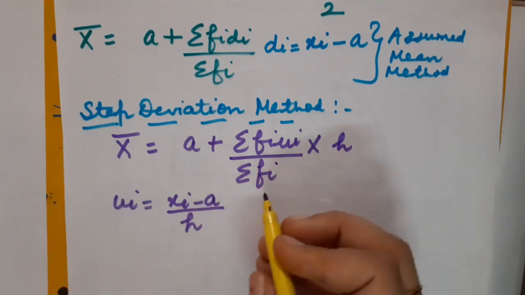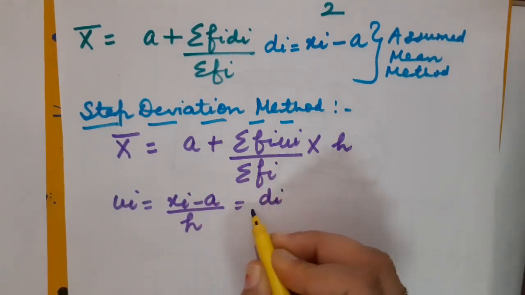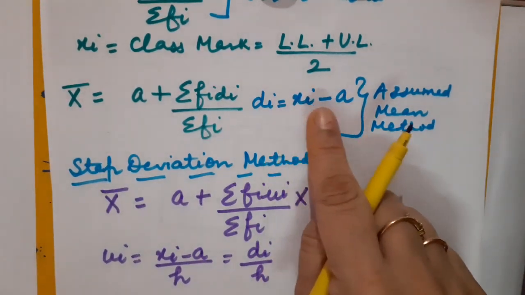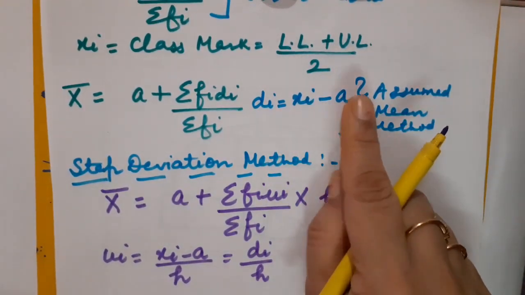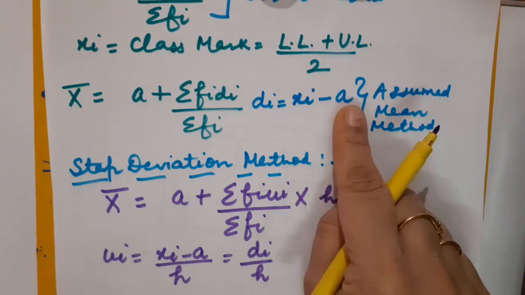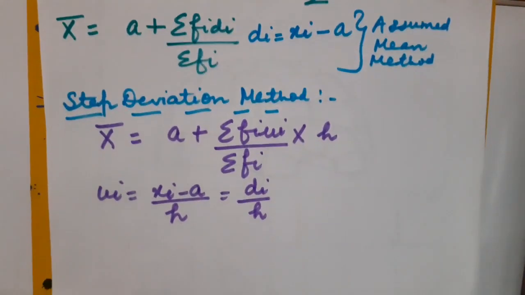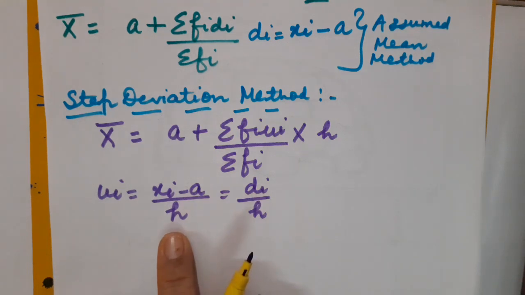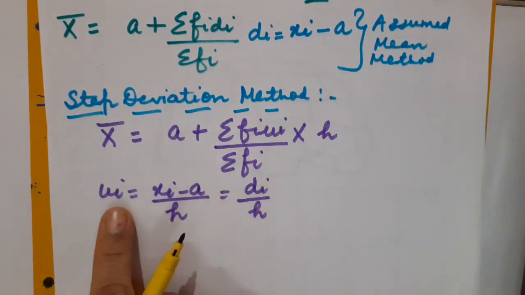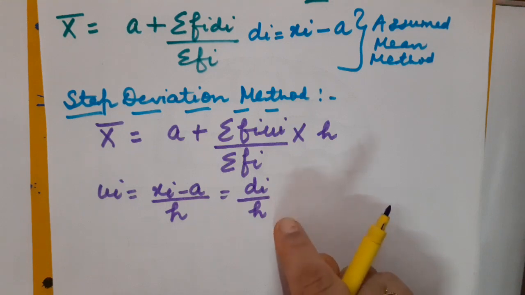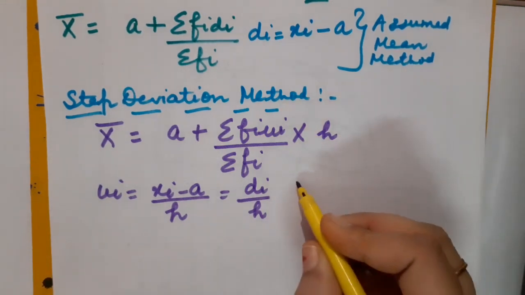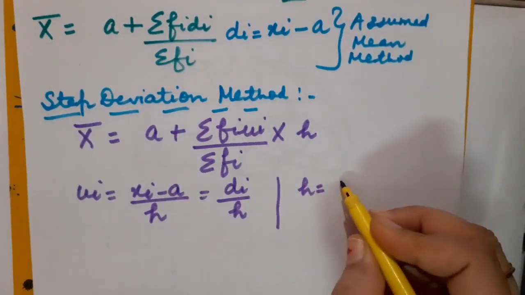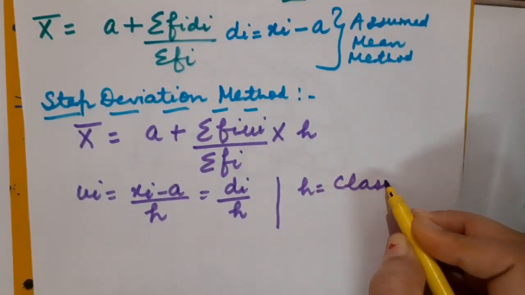So children, can I write it like di upon h? Why? Because in assumed mean method, you know that di is equal to xi minus a. Means the difference between the class mark and the assumed mean. The same we have used here, that is xi minus a, but it must be divided by h here. So we can write ui is equal to di divided by h. Now the question arises, what is h? H is nothing but the class width. Means the size of the class.